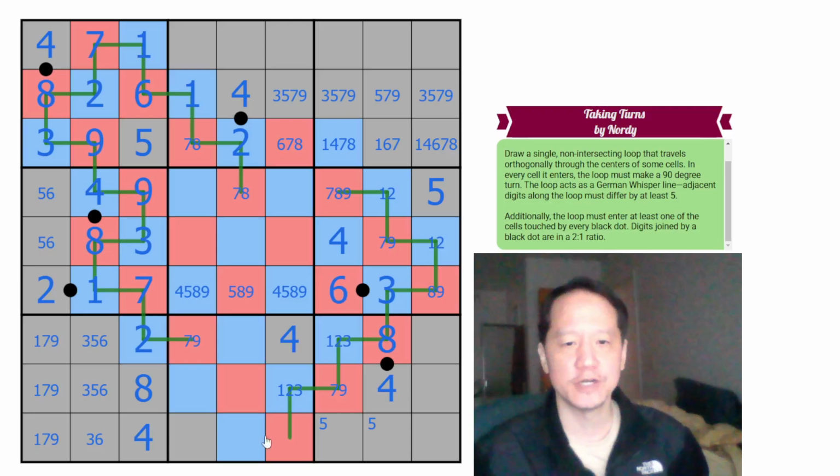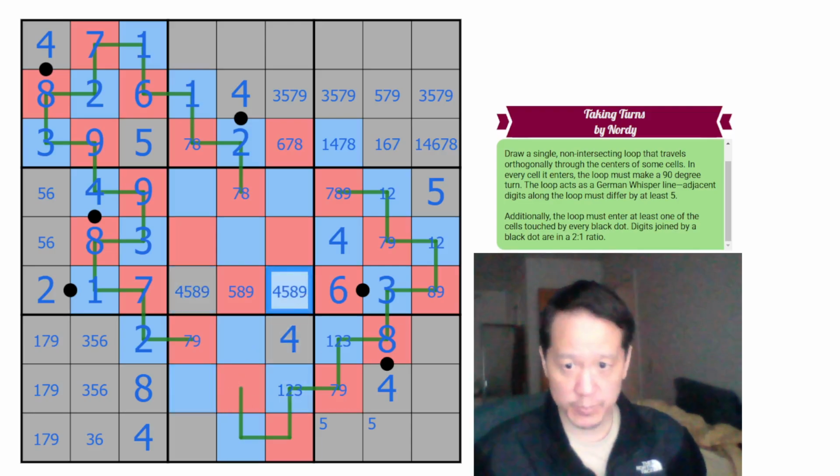So it has to go down here, go 90 degrees here, 90 degrees here, and then it can go to either one of these, and then it'll connect this way. Either way, it cannot connect here anymore. Can't go up here because that will not be able to connect to here without going straight. So this is no longer on the German whisper line then. This can't be 4.